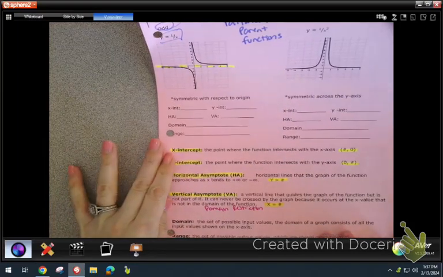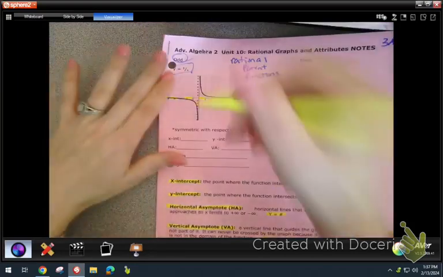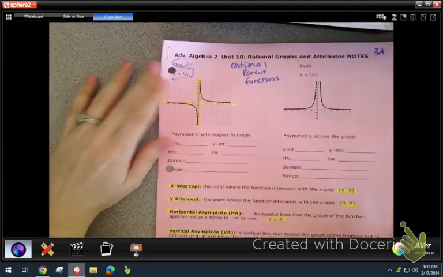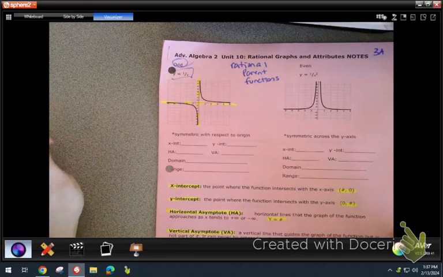On this parent function, and again, the parents are pretty boring, my asymptotes are both just x equals 0 and y equals 0.